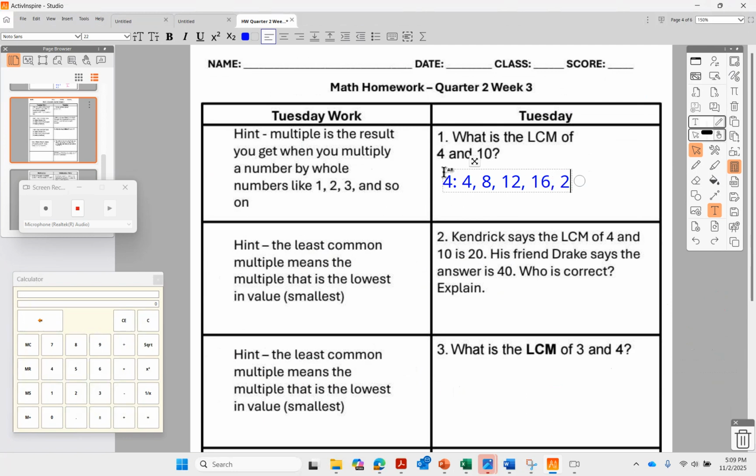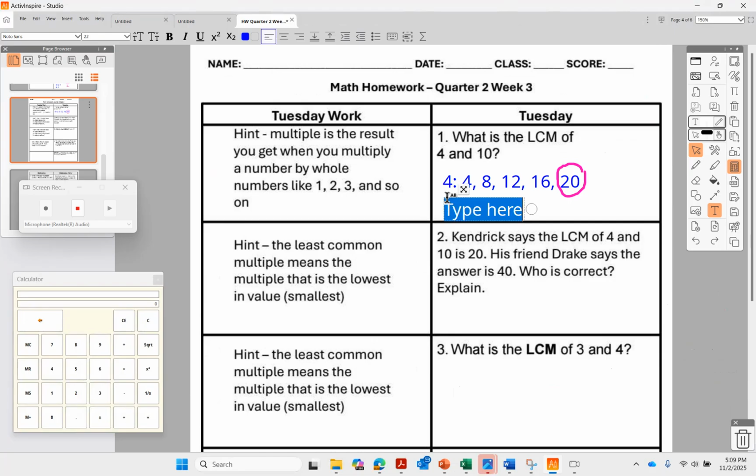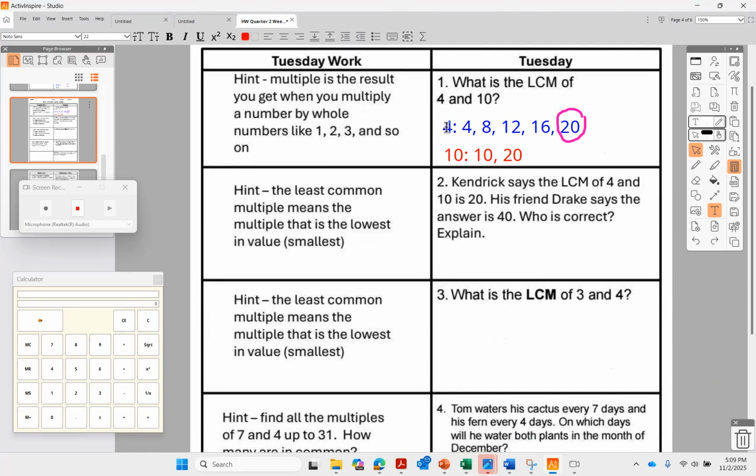Now, when you do this, you might be like, oh, wait a second. I know that 20 is also a multiple of 10. I don't have to make the multiples a second time. But if you do, 10 times 1 is 10. 10 times 2 is 20. So you can make your multiples for one set of numbers, like I did there for 4, and then you might have enough number sense that you start to realize what the answer for the least common multiple is. But we're still going to do it the long way so that everybody gets it.